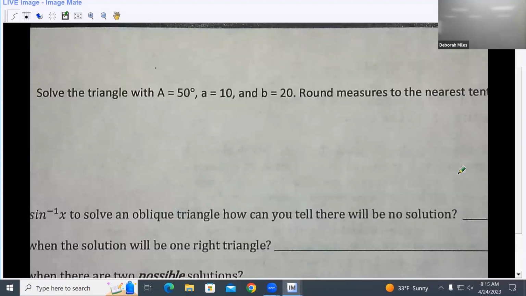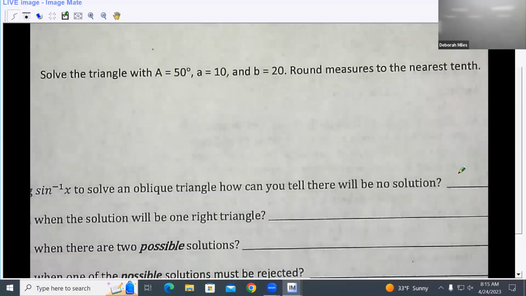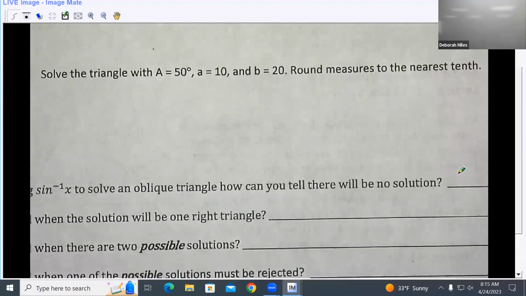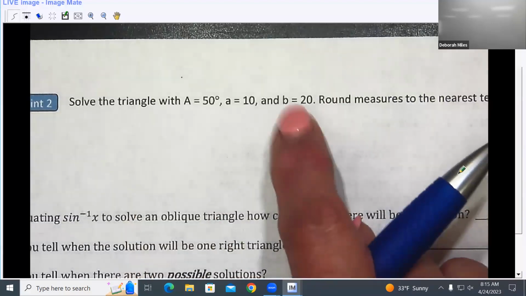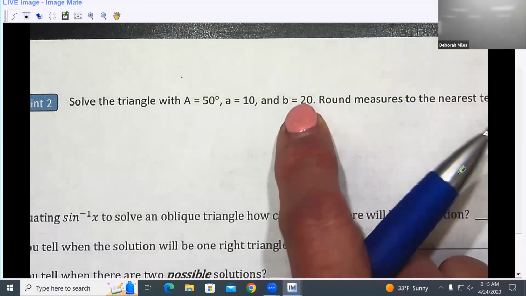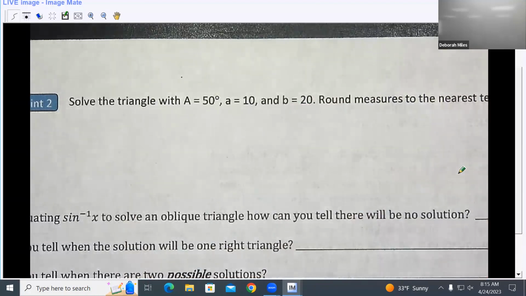So example 2: solve the triangle with A is 50 degrees, side A is 10 and side B is 20. And I'm going to go ahead and say, other than the fact that we haven't covered law of cosines yet, how do you know you can use law of sines on this? You have one side and the angle opposite it. You have one complete ratio for the law of sines.